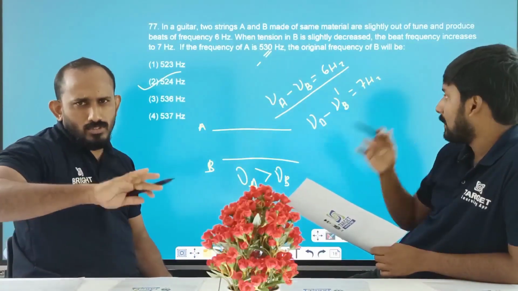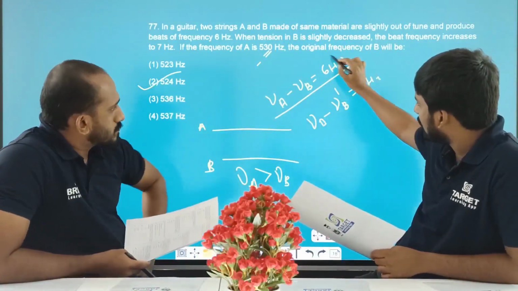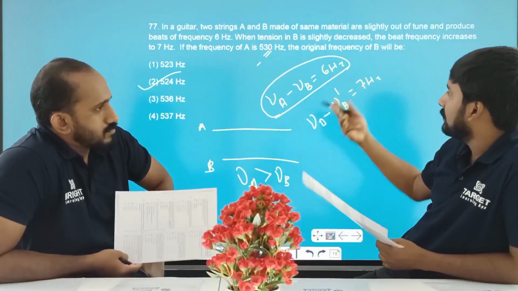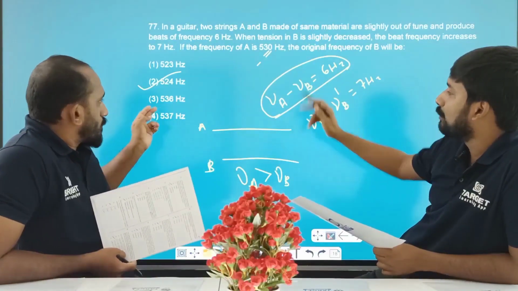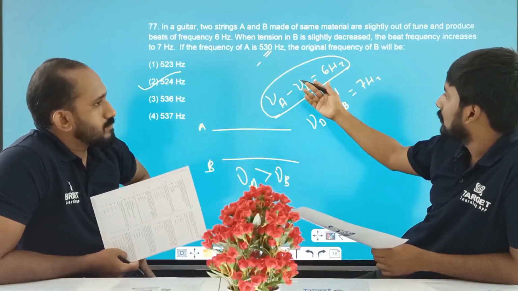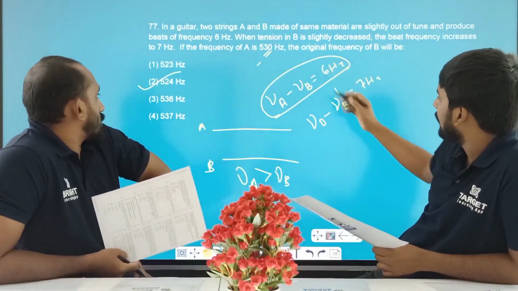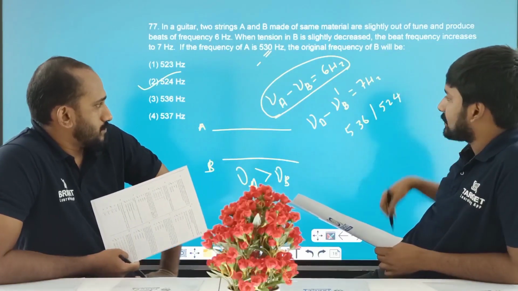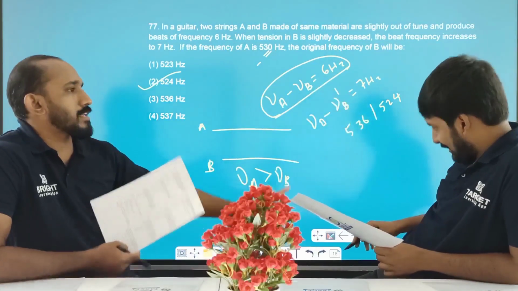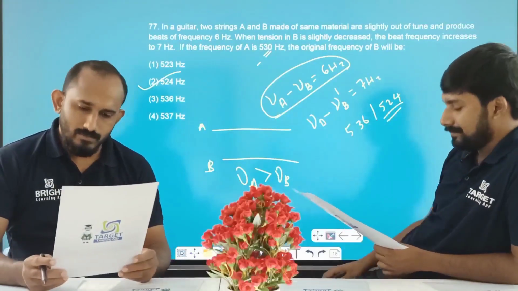Just the logic concept: from this relation there are two chances for the frequency nu B, 536 maybe or 524. Two chances are there. But we confirmed that nu A is greater than nu B. So the answer is 524. That's one.